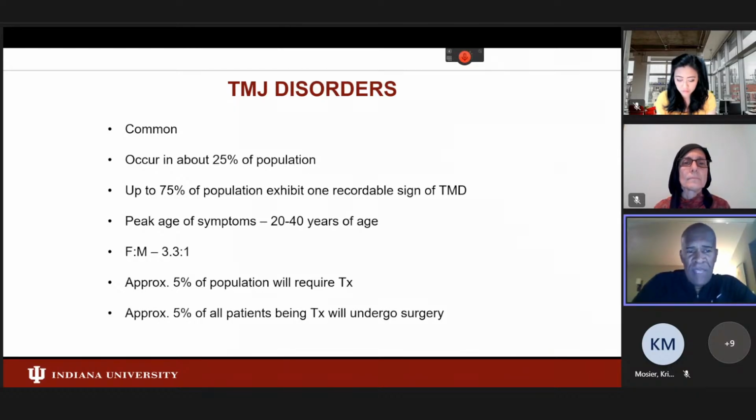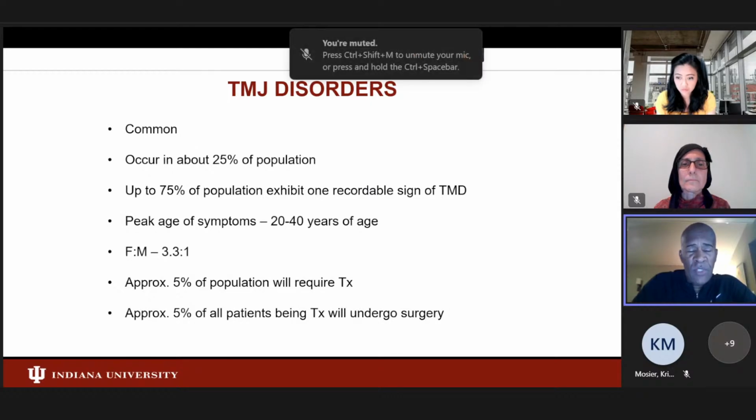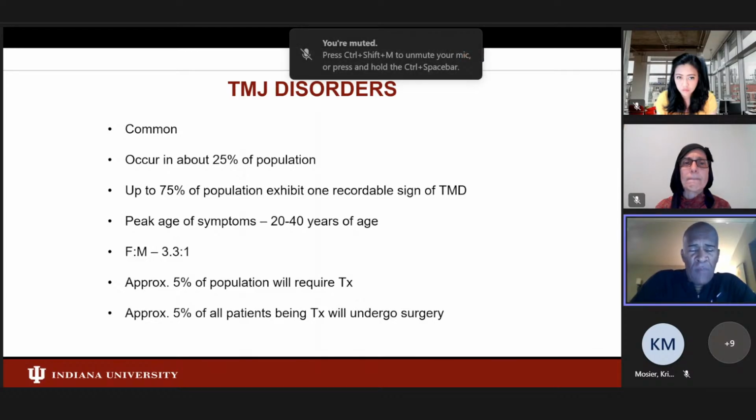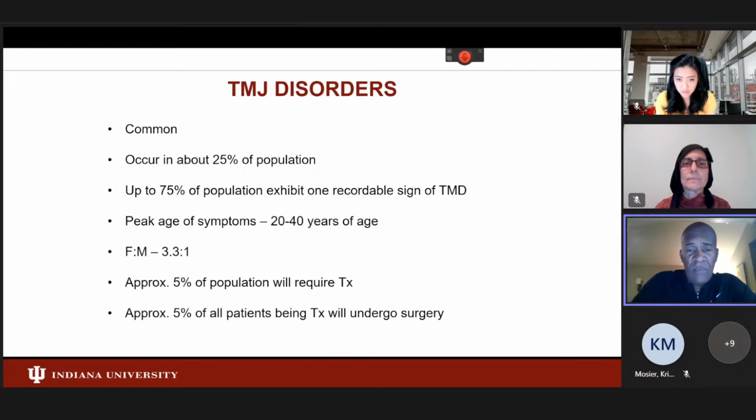The typical TMJ patient is female. It is 3 times more common in women than men, and usually between the ages of 20 to 40 is its peak age of incidence. Now, here in the United States, where we're based, we have a population of about 330 million people, thereabouts. So 5% of the population, something like 16.5 million people, will require treatment for the TMJ problem. So it's a lot of people.